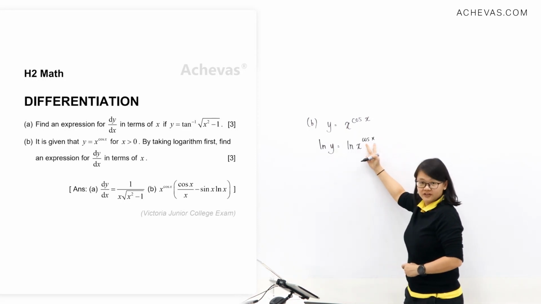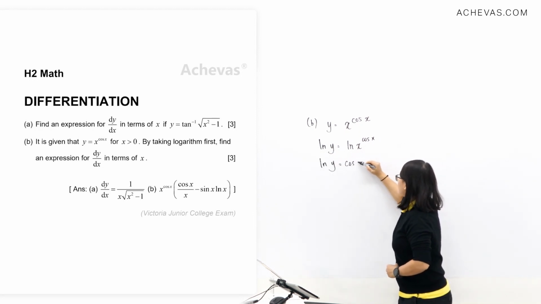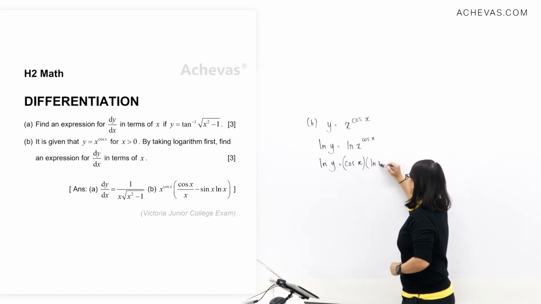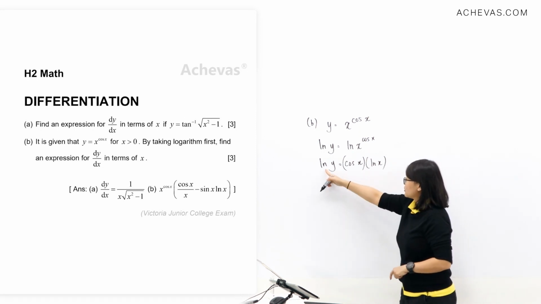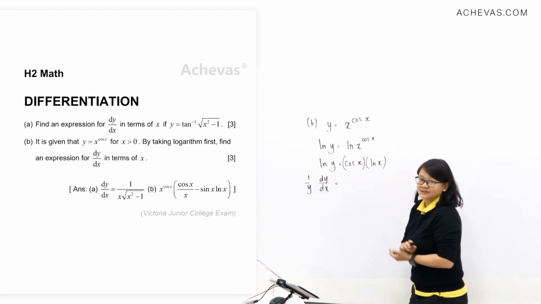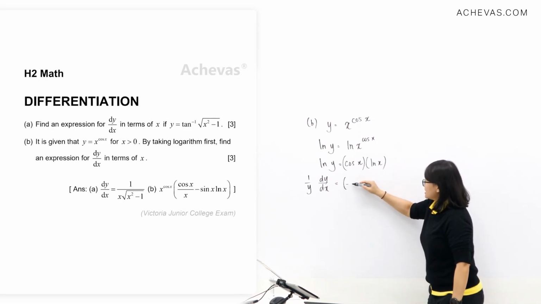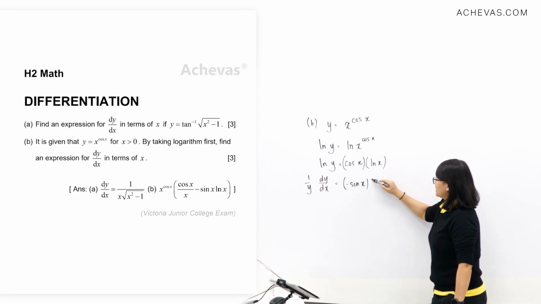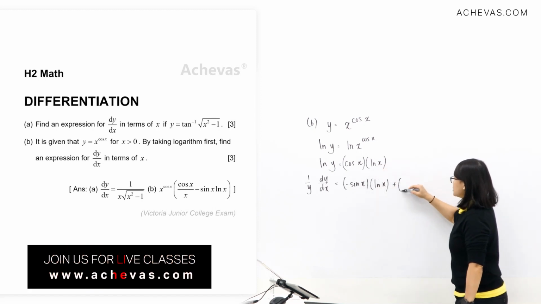I'm going to take this one, move to the front, power rule. Next step, we're going to do an implicit differentiation. So differentiating ln y with respect to x, we will be getting 1 over y dy/dx. For this one here, we're going to use product rule. Differentiating cos x is negative sine x. Copying this. Add. Differentiating ln x is 1 over x. Copying this.